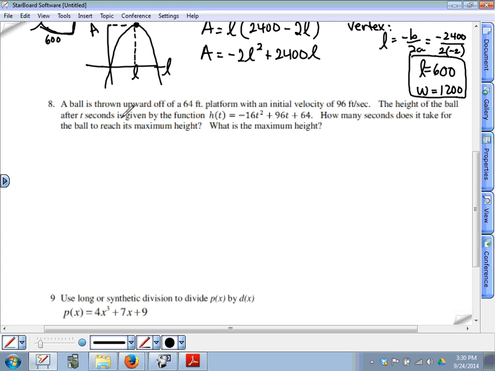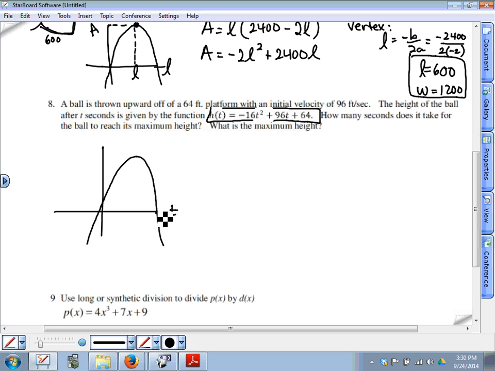So the height of the ball after t seconds is modeled by this function. We were lucky, we don't have to come up with the function for these types of problems; it will be given to us. How many seconds does it take for the ball to reach its maximum height? Again, you need to recognize that this is a quadratic function. It's negative 16t squared, so it's a quadratic function that's facing upside down, where the x-axis is time and the y-axis is height. So by finding the vertex, we're going to know how long it took to get to the vertex, and we're going to know the maximum height once it gets there.